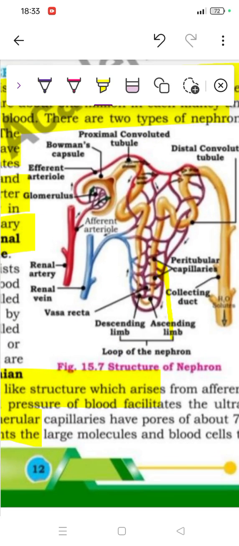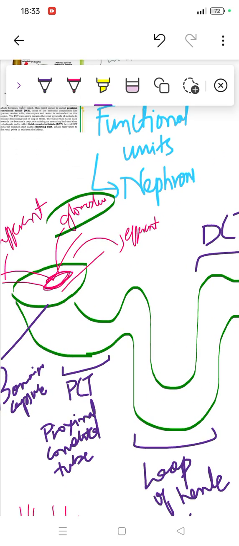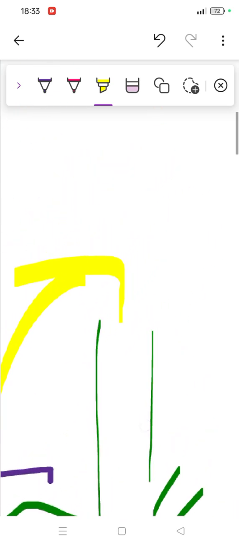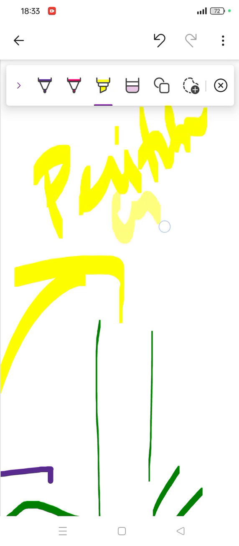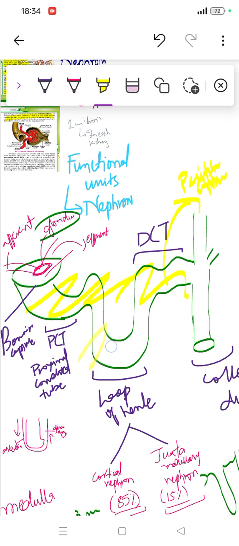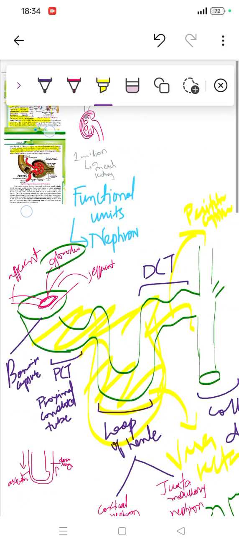Here what we see. And yes, one more important point, something I have not discussed: the peritubular capillaries. When you see another blood vessel coming on this part, on the upper side over the PCT and DCT, that's called the peritubular capillaries, which simply provide energy. And when it covers down to the loop of Henle as well, we call that the vasa recta. Quite important, right?